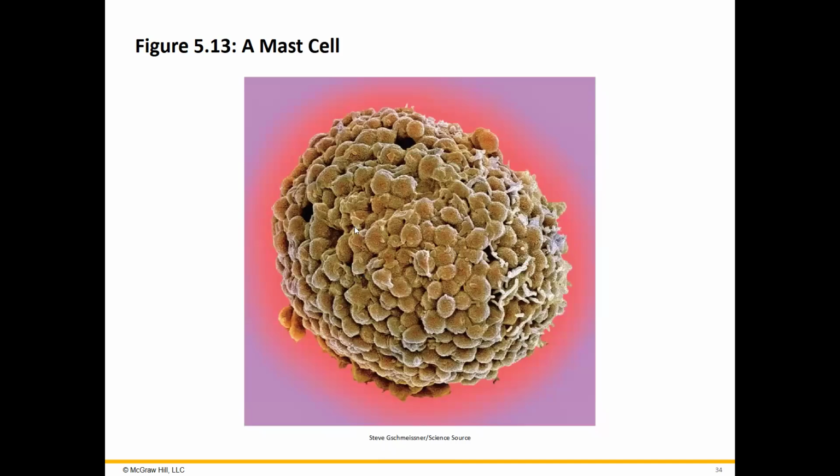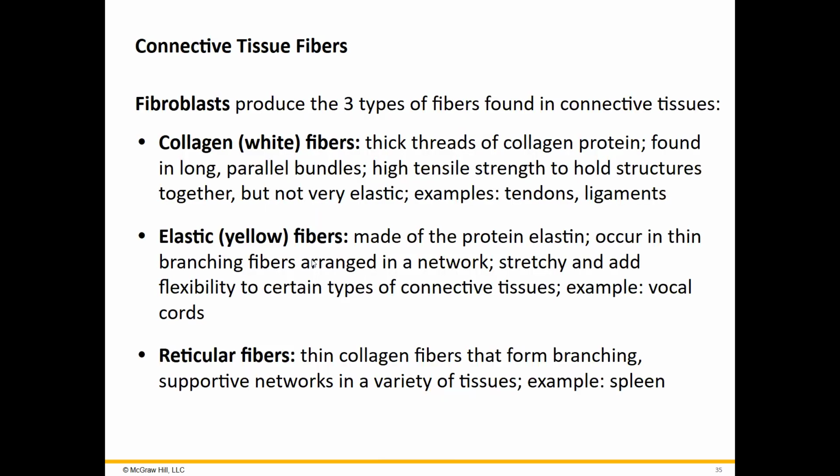This is a mast cell. Again, I don't care that you know what it looks like, but it secretes either heparin to create anticoagulation and stop blood clots, or histamine to promote inflammation for an allergic reaction. It's located near blood vessels.